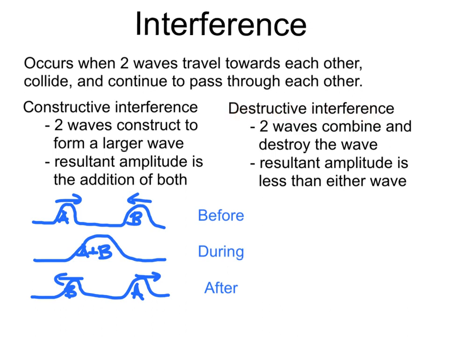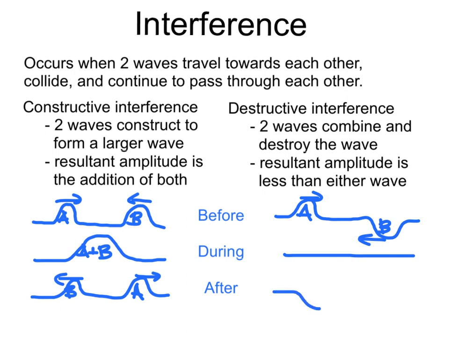When waves destructively interfere, these two waves combine and destroy the wave. The resultant amplitude is either zero or definitely less than either wave. So if we look at pulse A and B again, let's have pulse A be positive and pulse B be negative. So here we have A moving to the right and B moving to the left. Now the moment these collide, these pulses will combine and form zero amplitude, thus the wave is destroyed. A moment afterwards, we will still see B traveling to the left and A traveling to the right, as these waves simply pass through each other since they are energy.